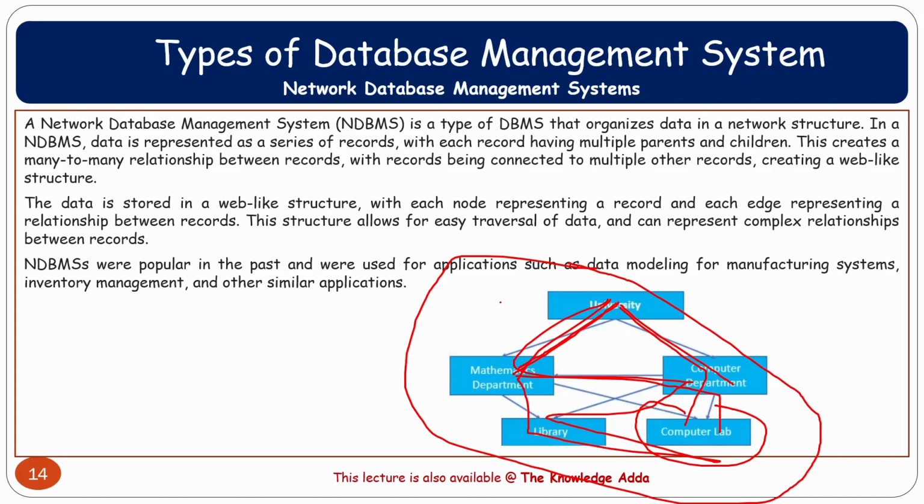And talking about the network database system, basically this represents a wave-like structure, and here multiple paths are available for accessing the data in the network database management system.